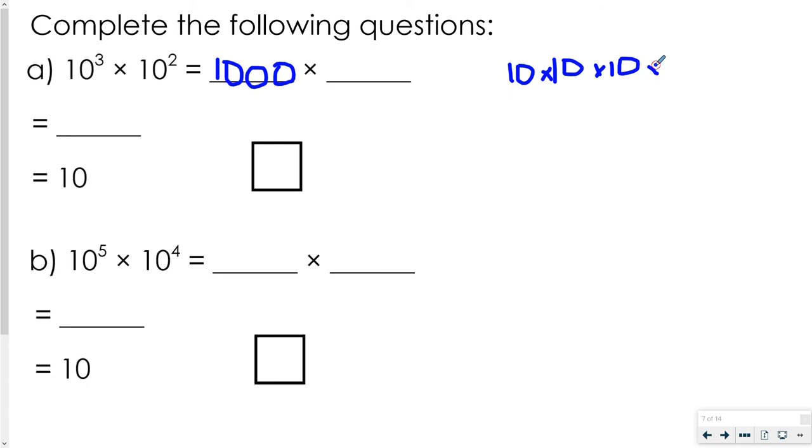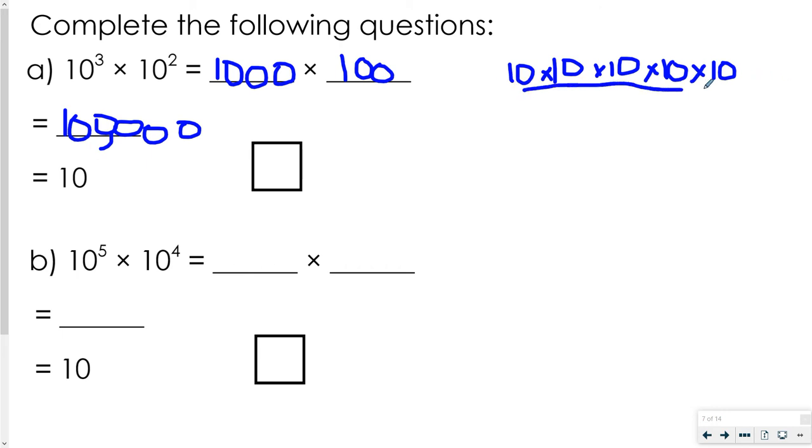Then I'm multiplying by 10^2, which is another 2 tens, which is, when I write it out as an actual full number, 100. Okay, so my answer is 1,000 × 100, which is 100,000. Okay, but again, mathematicians like to be efficient and not use up so much space. So instead of writing all those zeros, we're just going to write 10. And then how many tens do we actually have? Well, we have 5 tens. So 10^3 × 10^2 is 10^5.